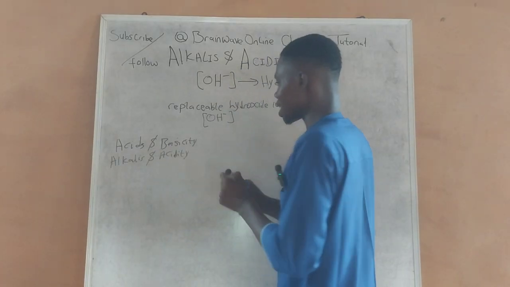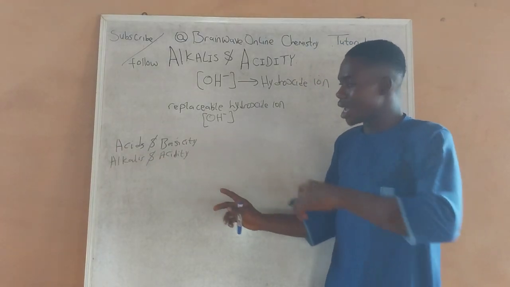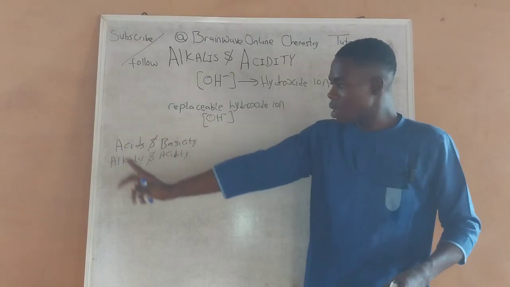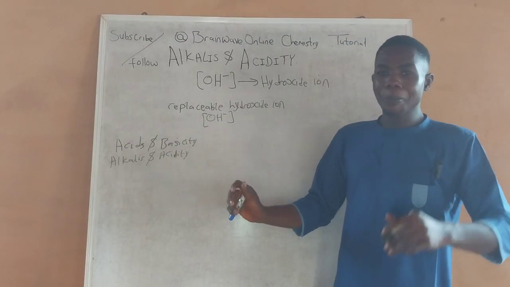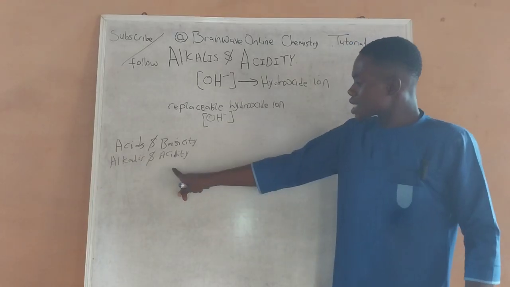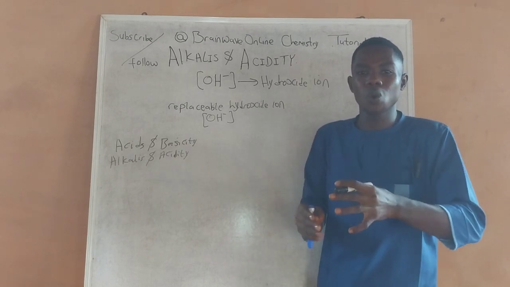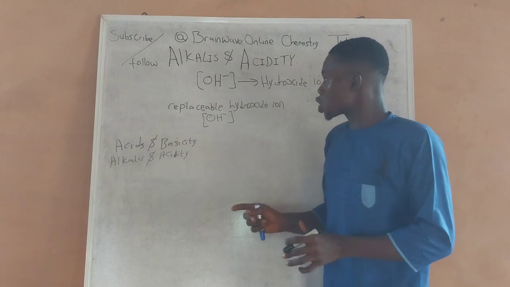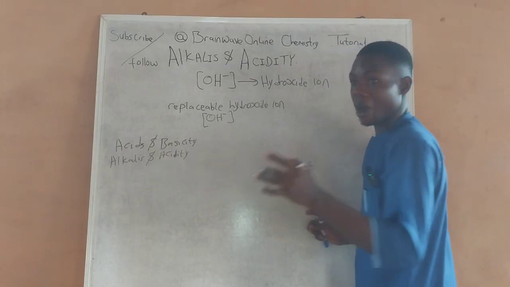So we have what? Alkali and acidity. Please don't mix them up. Acidity and basicity, they are going together, while alkalis and acidity, they are also going together. Now, basicity is talking about hydrogen ion in one molecule of an acid, while acidity is talking about the number of replaceable hydroxide ion in one molecule of an alkaline.